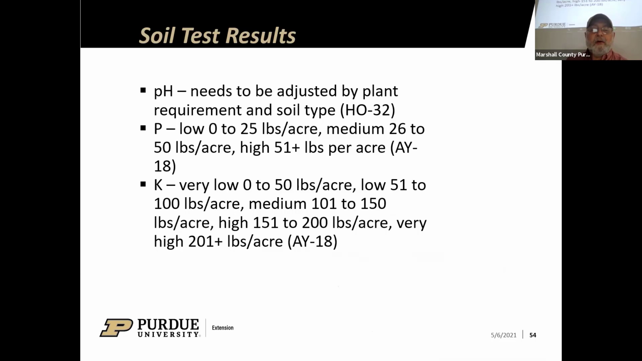So when we're looking at soil tests, I'm going to show you that graph from how to adjust the soil pH. The potassium should be in pounds per acre. 0 to 25 pounds will be low, medium 26 to 50 pounds, and above 51 pounds would be high.